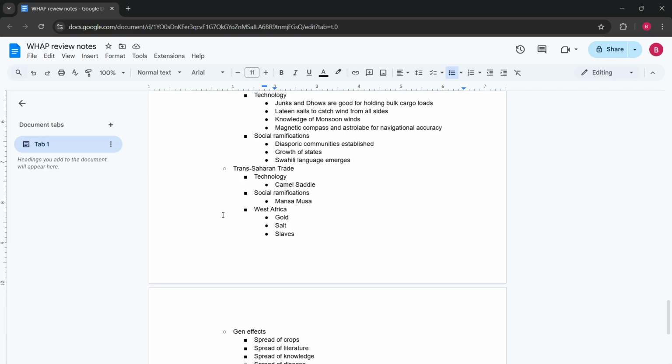So he just was so rich that he accidentally destroyed an economy. Actually, many economies. West Africa, speaking of Mali, their main products across the Trans-Saharan were gold, salt, and slaves. Gold, obviously, is gold. It looks pretty, so people wanted to buy it. Salt is a necessity to life.